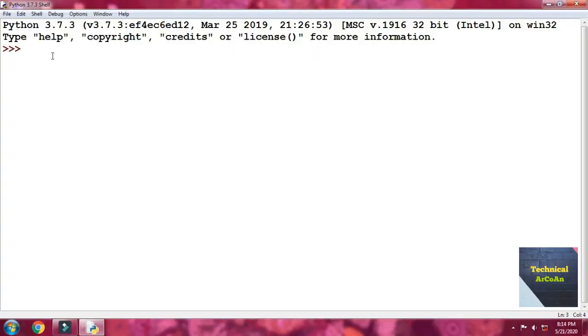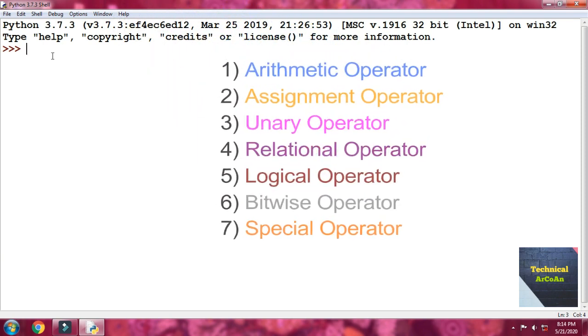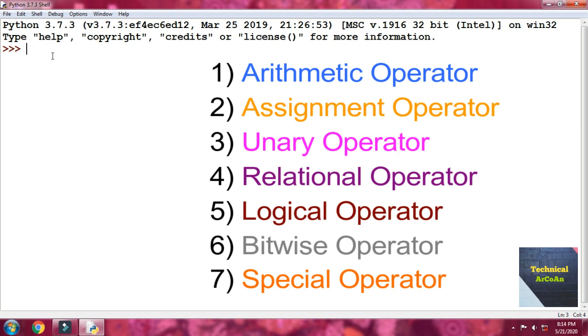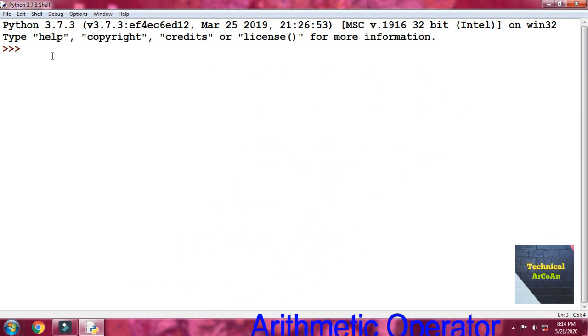Operators are special symbols in Python that carry out arithmetic or logical computation. The value that the operator operates on is called the operand. Operators are the constructs which can manipulate the value of operands. Actually, in Python there are 7 operators. So first we discuss the arithmetic operator.